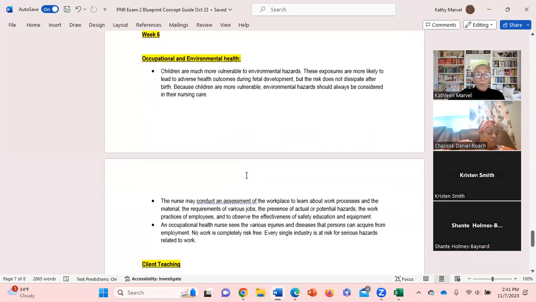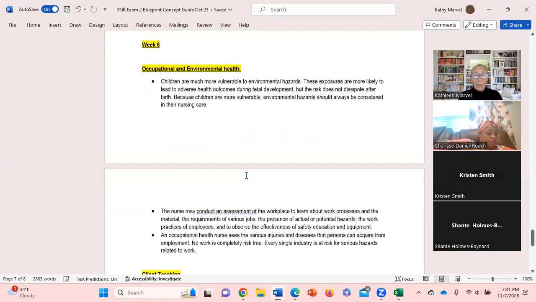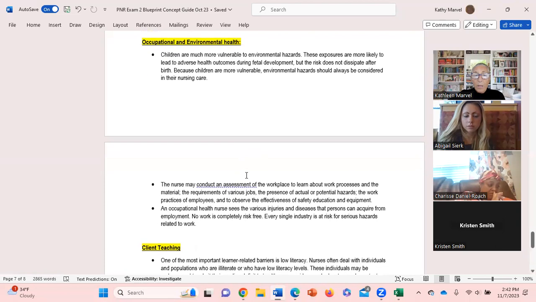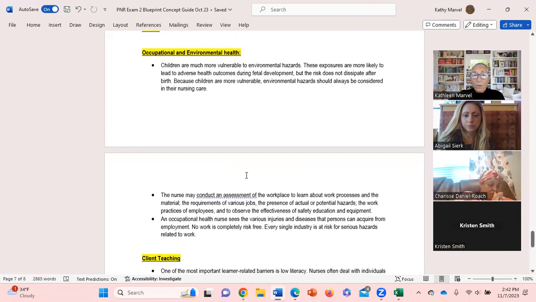And then 6, environmental and occupational health. We went through that today. Is anybody from my Friday class here? Or are you all from Monday and Tuesday? Yeah, I'm from Monday. Who's from Friday? Abigail? No, you're all from Monday and Tuesday. Right. So we just went through occupational environmental health. It's an abbreviated version. All right.